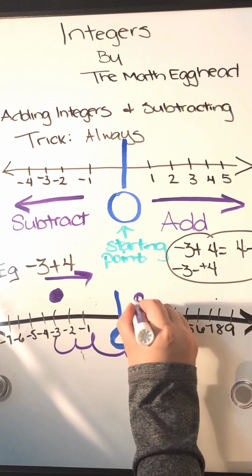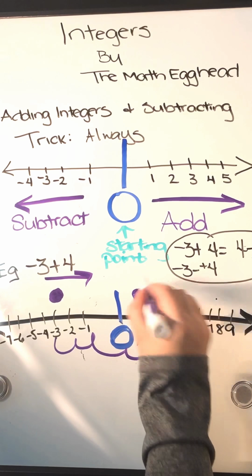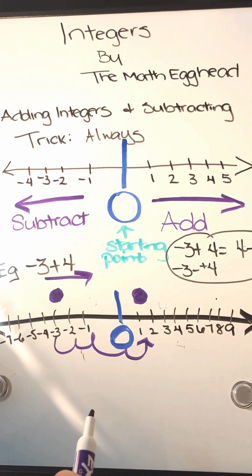But let's do this on the number line. Negative 3, we start here and we are adding a positive 4. So we know we're going to the right side. So we end up at 1.